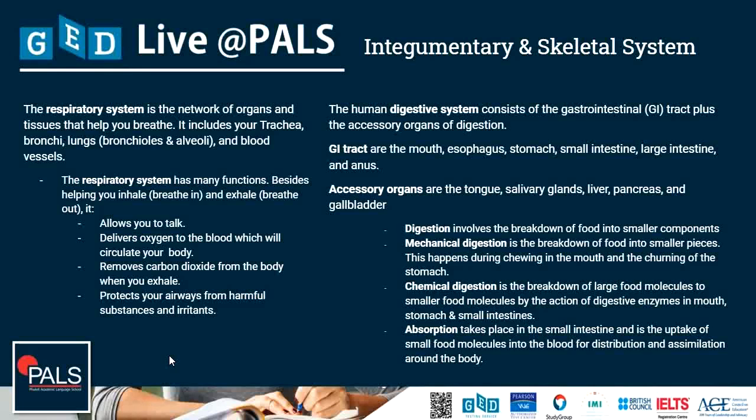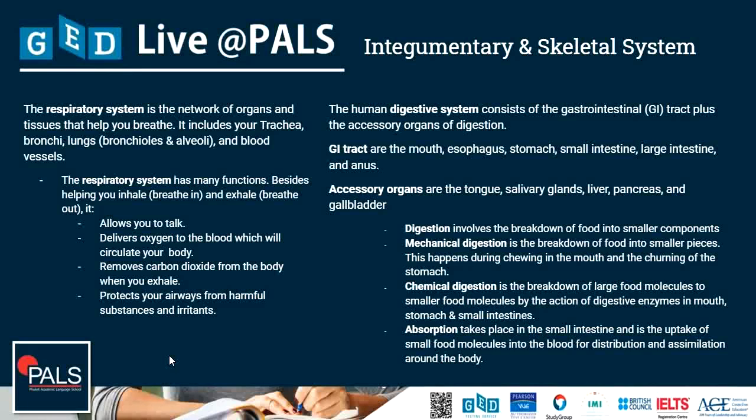It has many functions besides the main function, the gas exchange, taking out carbon dioxide out of the body and taking in the oxygen. Besides that, it allows you to speak and talk together with the larynx, the voice box, and it delivers oxygen to the blood, which will circulate throughout our body, removes carbon dioxide from the body when we exhale, and it protects our airways from harmful substances and irritants with special cells that not only prevent substances entering our lungs, but as well transporting them out again.